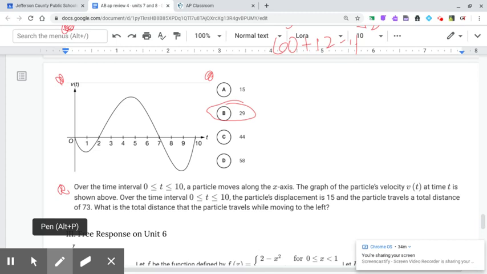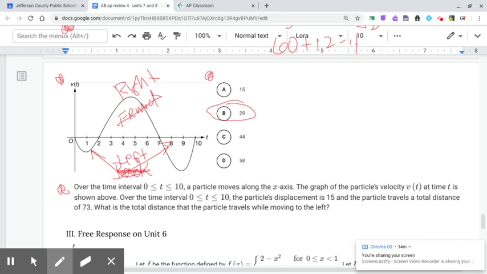So if this is motion, then where V is positive, this is forward movement. And these two are backward movement, yeah? When V is negative. So they tell you the displacement is 15 and the particle travels a total distance of 73. What's the total distance the particle travels while moving to the left? All right, so let's actually call this moving right here. This is moving left.